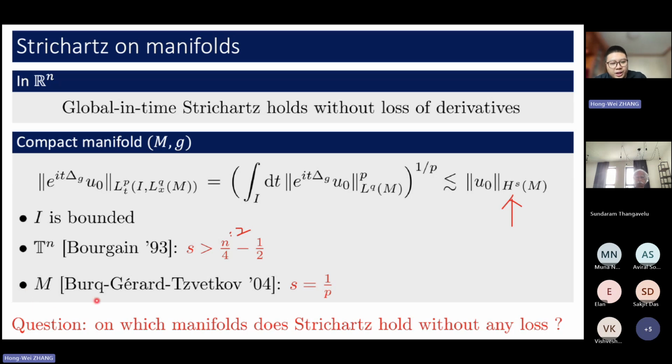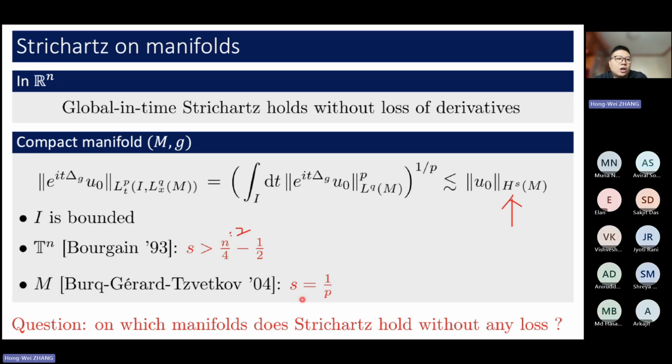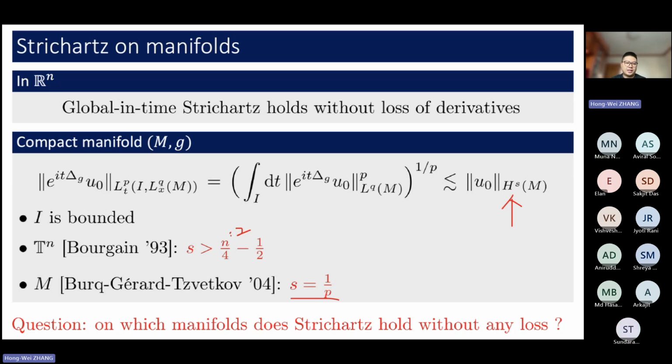Then Burq, Gérard, and Tzvetkov proved that on a general closed manifold, where closed means compact without boundary, the Strichartz estimates hold with s equals 1 over p. It's not sharp, but it says that at least on a general compact manifold, you cannot get the Strichartz inequality without loss.